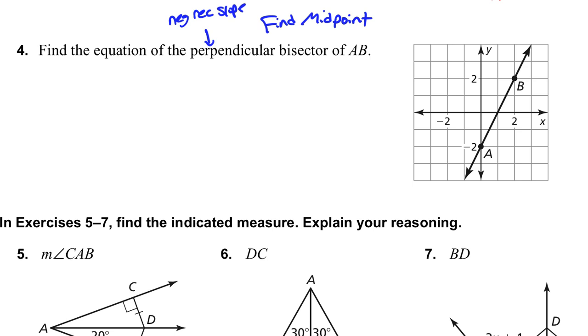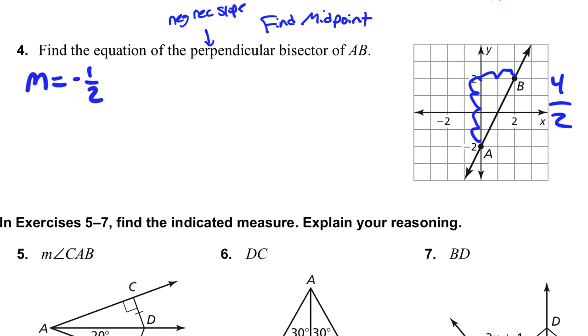The first part, our original slope, I can look at my ordered pairs if I want to, or my rise over run. If I look at my rise over run, I go up 1, 2, 3, 4 over 2, which is 2. So if my original slope is 2, I want to use a slope of negative 1/2.